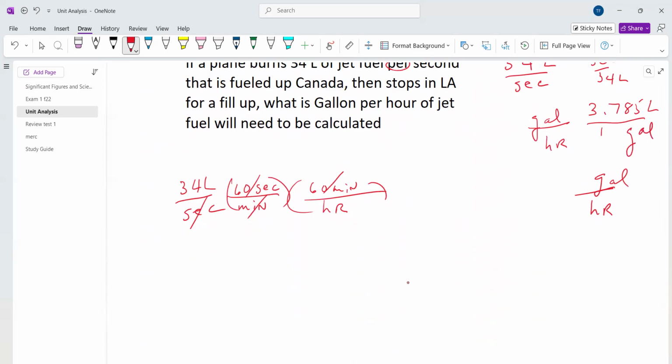Okay, so what goes on the bottom? What goes on the top? I'm going to use this conversion factor, 3.785. Remember, given always has to cancel. Our given is liters. So to cancel liters, where does liter need to go in the conversion factor? The bottom, right? So that means it's going to be that way, the liters cancel. What are we left with now? Gallons per hour.